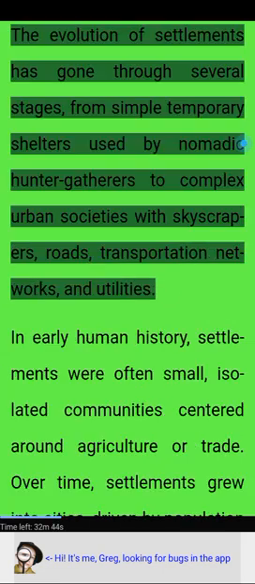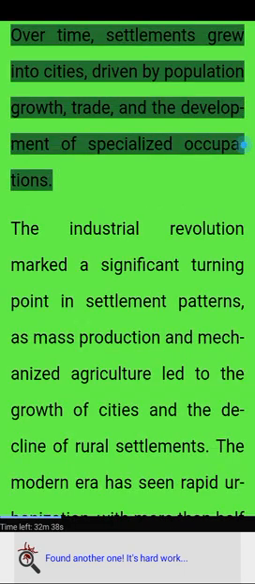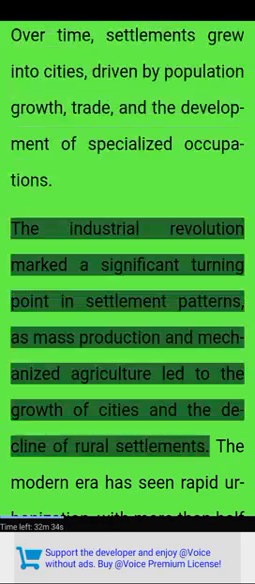Settlement evolution. The evolution of settlements has gone through several stages, from simple temporary shelters used by nomadic hunter-gatherers to complex urban societies with skyscrapers, roads, transportation networks, and utilities. In early human history, settlements were often small, isolated communities centered around agriculture or trade. Over time, settlements grew into cities, driven by population growth, trade, and the development of specialized occupations.